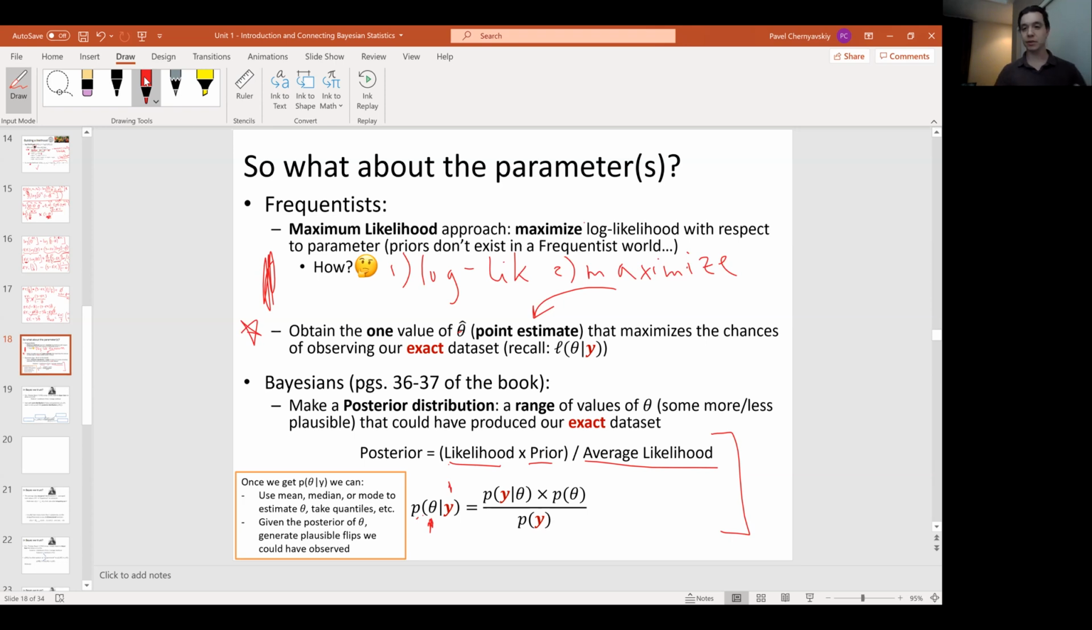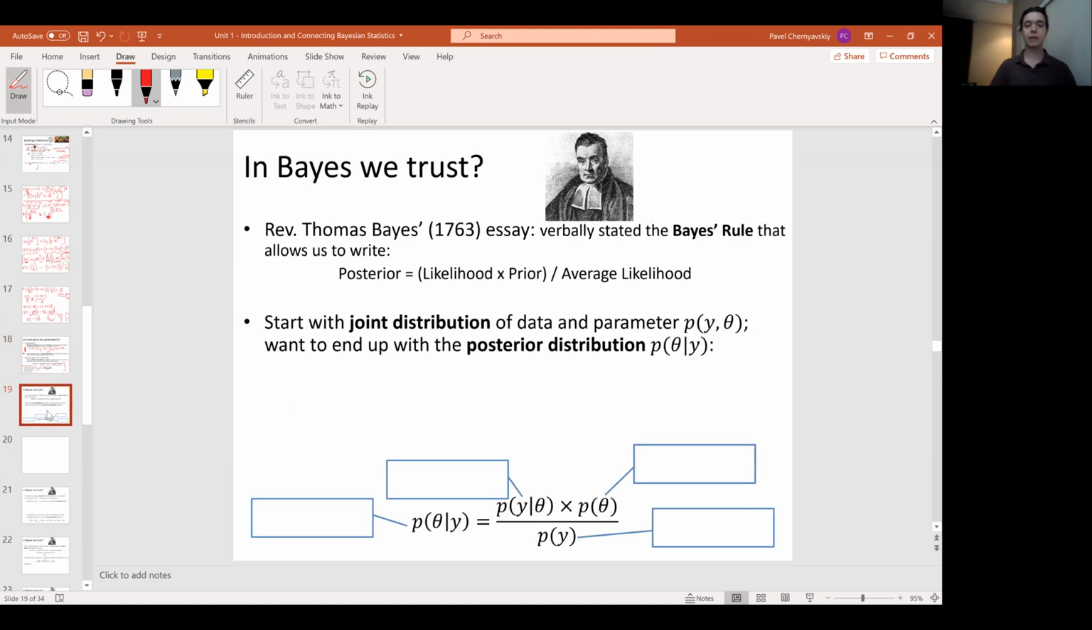Now, once we get this magical distribution, we can take its mean, its median, 25th percentile, interquartile range, maximum, minimum, to get at, okay, well, here is the range of plausible values. What is the most plausible value? Well, that's the mode. What's a typical value of the parameter? Well, that's the median. And so there's a lot of things we can do with this posterior distribution once we get its mathematical form. So I always thought it was cool that Reverend Thomas Bayes, in 1763, verbally stated the now famous Bayes rule that allows us to write the posterior like that.